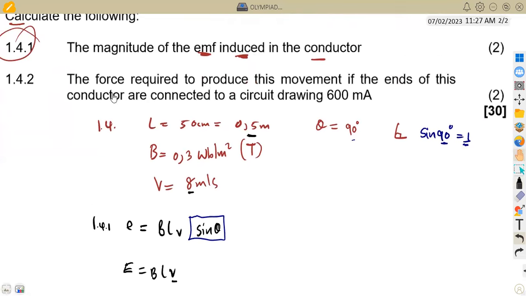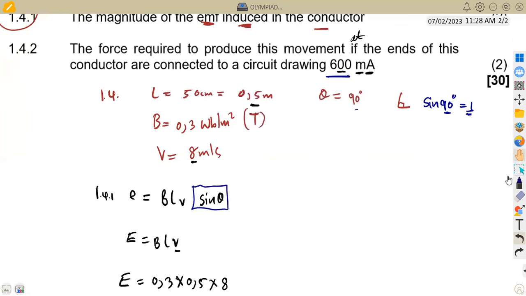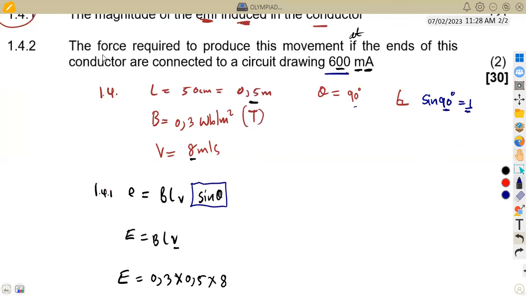Then 1.42, the force required to produce this movement, from this information that we have, if the ends of this conductor are connected to a circuit drawing 600 milliamps, which is the current in this case. So we are given the current, and we need to calculate the force that is going to be required. All right, so that is 1.42. So we are given a current in this case of 600 milliamps. How do we calculate the force from the current?